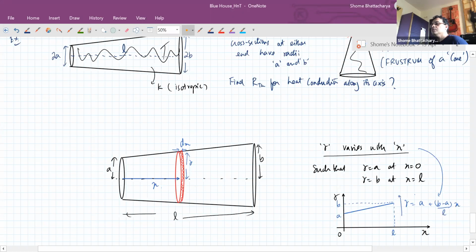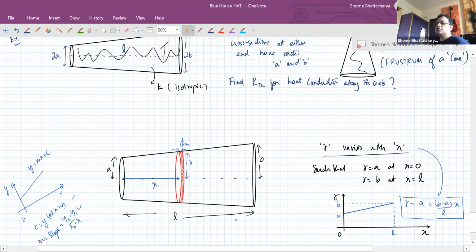Now how did I get this formula? I'm using the standard concept of the equation of a straight line, y is equal to mx plus c. I have a straight line like this, which has the equation y is equal to mx plus c. In this, you can see that c is equal to the value of y at x equal to 0, and m is nothing but the slope, that is (y2 minus y1) upon (x2 minus x1). So using these two concepts, I'm relating the value of r with respect to x.